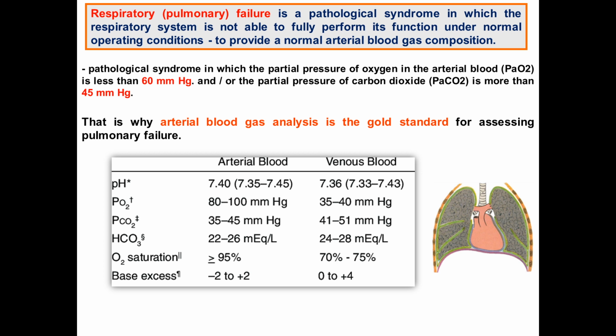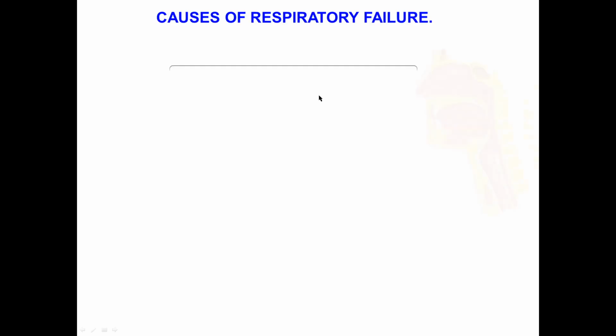Respiratory failure is a pathological syndrome in which the partial pressure of oxygen in the arterial blood is less than 60 mmHg and the partial pressure of carbon dioxide is more than 45. When the level of O2 is decreased, we call this hypoxia. When CO2 is more than 45, we call this hypercapnia.